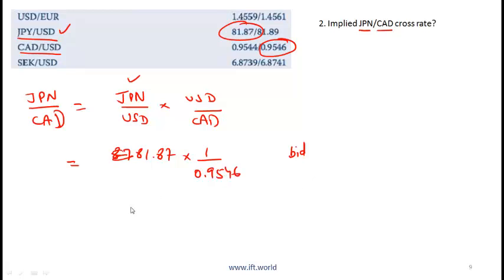What about the offer? The offer, we will start with 81.89 multiplied by the reciprocal of this number. So multiplied by 1 over 0.9544. So you do this math and you get the offer.